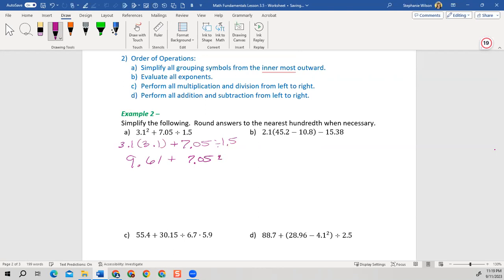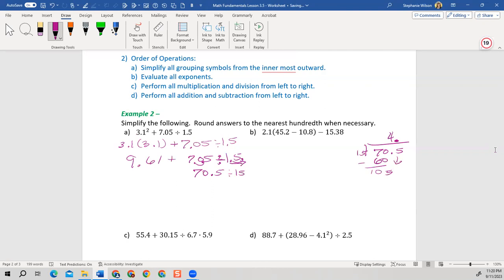7.05 divided by 1.5. We can't have a decimal in the denominator, so I'm going to move it to the right however many places. In this case, it's just 1, so I must do the same thing to the numerator. So I have 70.5 divided by 15. I'm going to put my numerator on the inside and my denominator on the outside. 15 times what will get me close to 70? It will be 4. 15 times 4 is 60. Be sure to bring the decimal to the top. 70 minus 60 is 10. Bring down the 5.